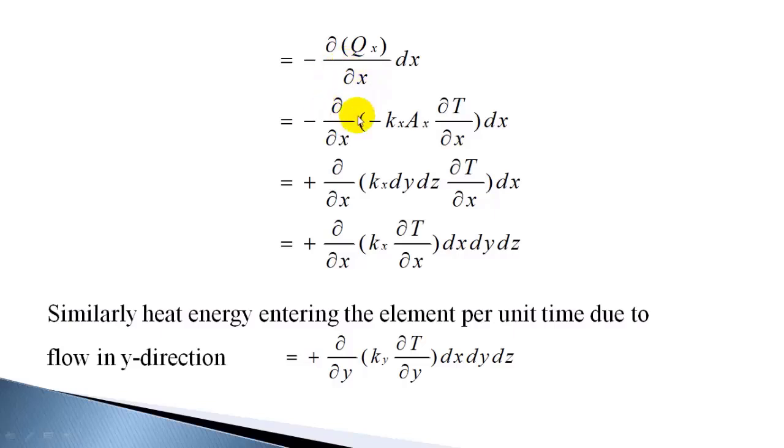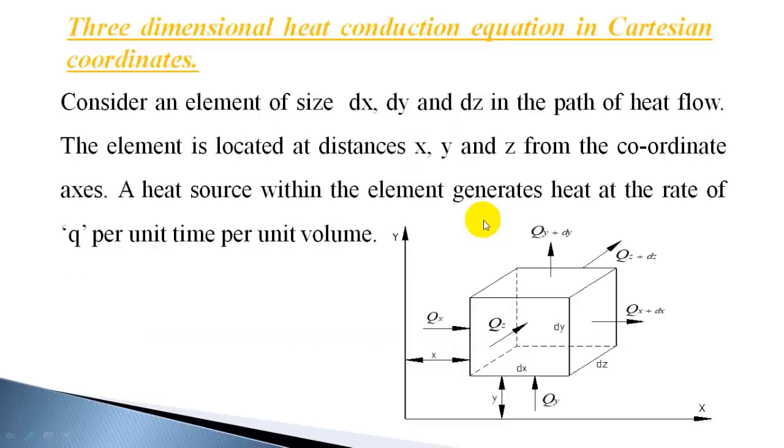So minus of minus will become plus. You can write kx, and the area Ax: this is the x direction, and normal to that x direction, this is the area, dy dz. So the area of that face is dy dz.